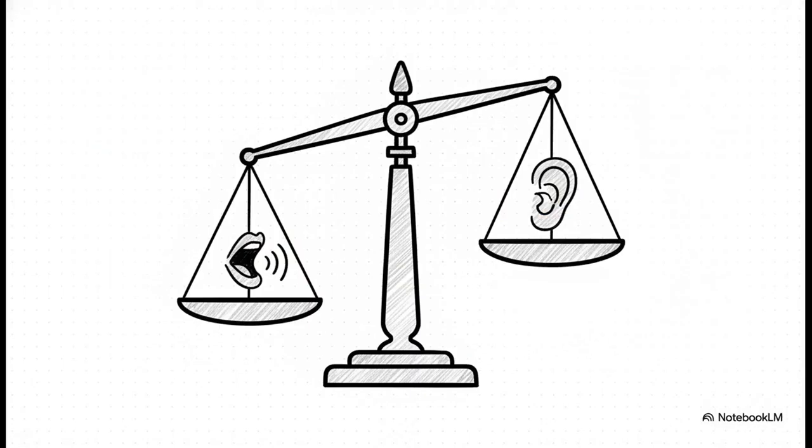Now, step 2, this is the heart of the whole thing. It's connecting every right to a responsibility. It's a two-way street. So for every right a student has, like, say, the right to be heard, there's a responsibility they have to uphold, like the responsibility to listen when someone else is speaking.